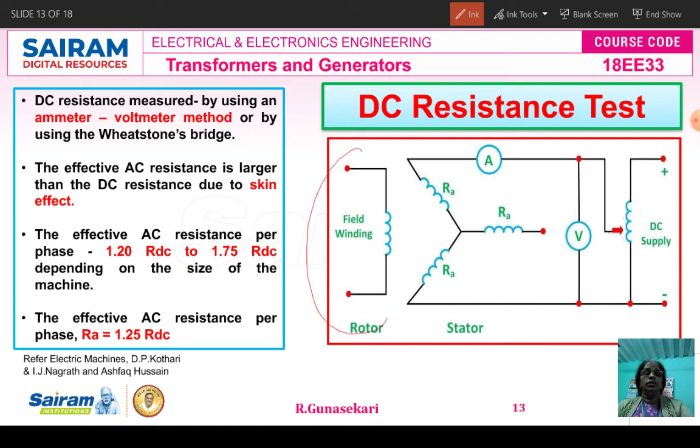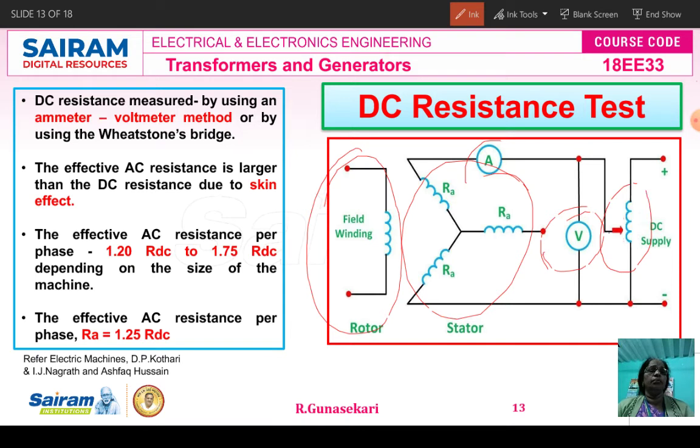This is the rotor of the synchronous generator, which is kept open. Star connected armature, that is the stator of the synchronous generator. The ammeter is connected in series with any one of the phases of the armature, and the voltmeter is connected across any one of the phases of the synchronous generator.